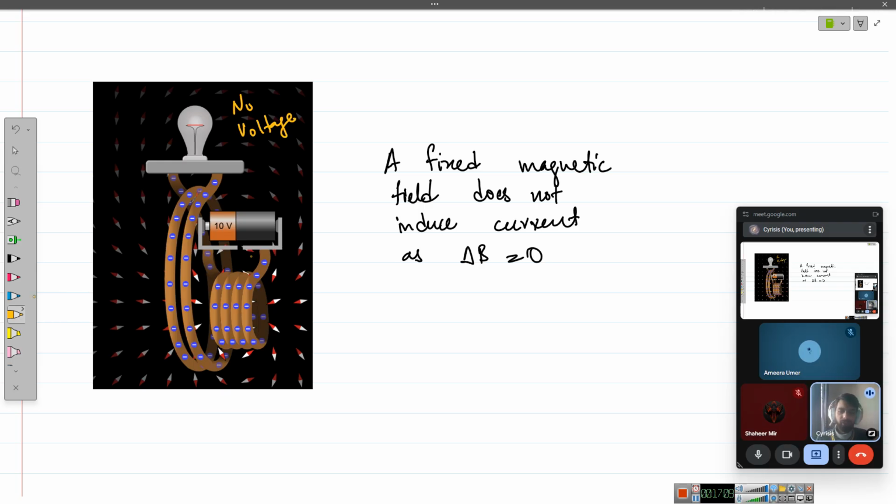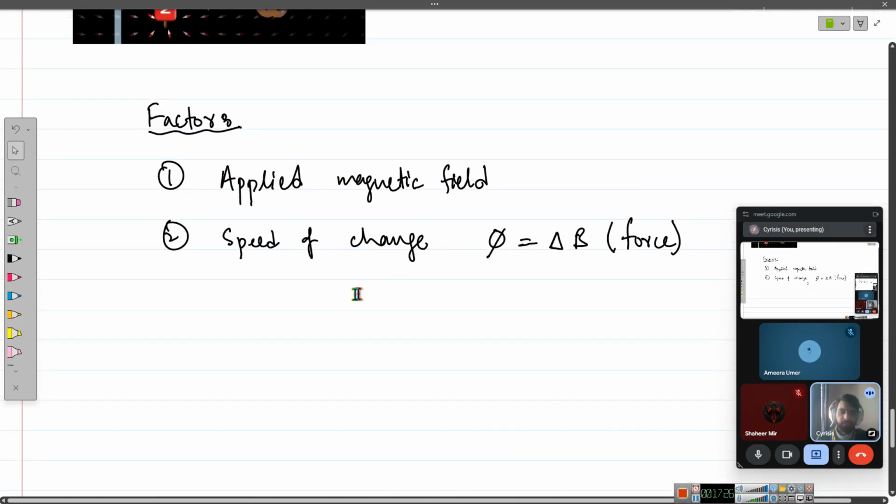You can see that the bulb is not glowing, even though the magnetic field is there. It's a very strong magnetic field which is being created in this direction. This is going to be the north and this is going to be the south. Since it is not changing, obviously there is no voltage generated. So in other words, what we stated over here is that it's the speed of change. The faster the change, the greater the voltage is going to be.